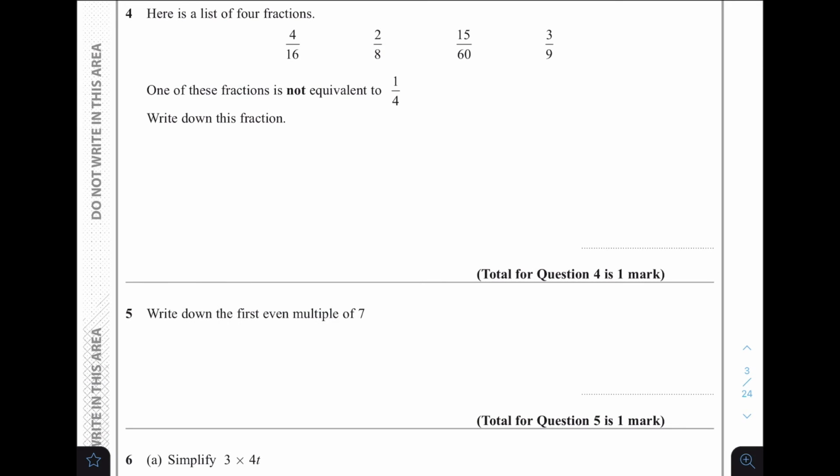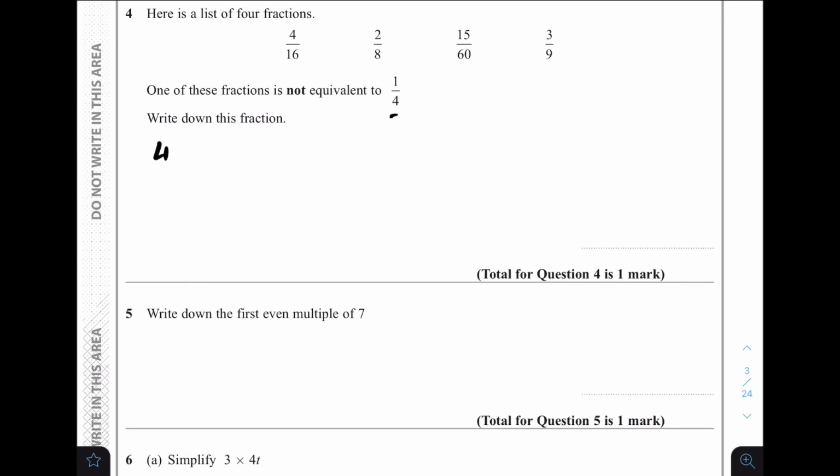Question 4, here's a list of 4 fractions. One of these fractions is not equivalent to 1 over 4. Write down this fraction. So not equivalent means it's not the same as a quarter. So what we can do is just go through each of the fractions and see which ones can't simplify to a quarter, and then that's how you'll get your answer.